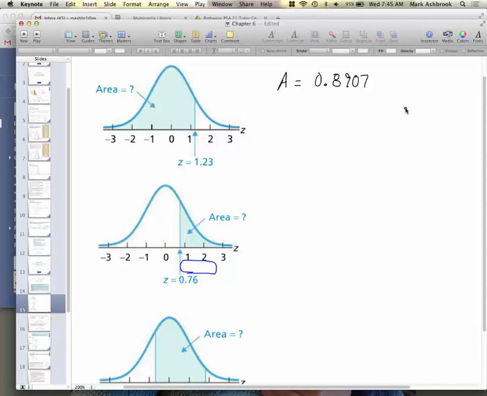Right, so it's the probability that an observation from this data set, whatever the data set is, if you picked one at random, it's the probability that you'd be below 1.23 standard deviations above the mean. 89% chance.